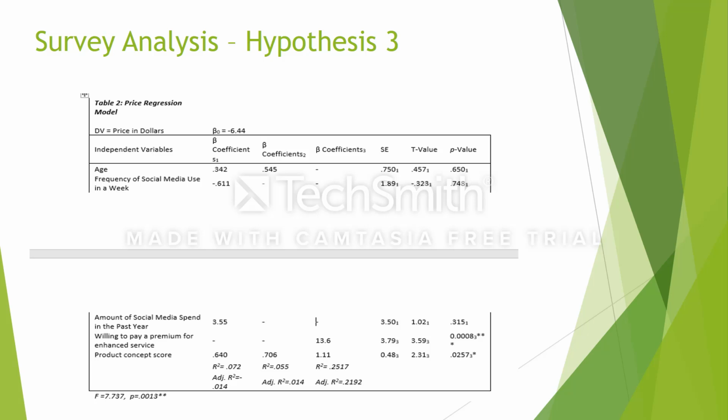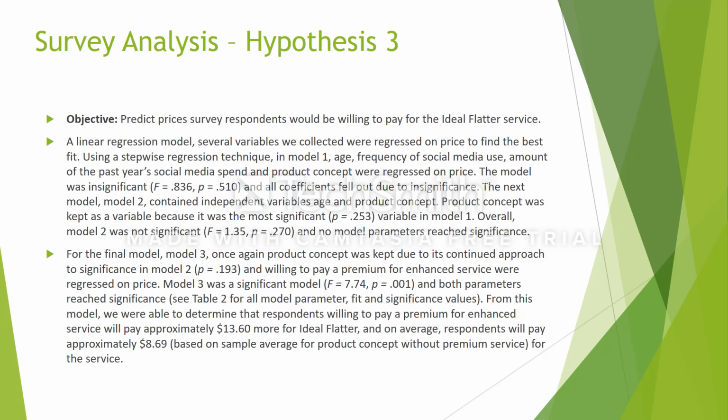Lastly, we hypothesized we would be able to predict the price survey respondents would be willing to pay for the Ideal Flatter service. Using a linear regression model, several variables were collected and regressed on price to find the best fit. Using the stepwise regression technique in model 1, age, frequency of social media use, amount of past social media expense, and product concept were regressed on price. The model was insignificant and all coefficients fell out. The next model, model 2, contained independent variables age and product concept. Overall, model 2 was not significant and no model parameter reached significance.